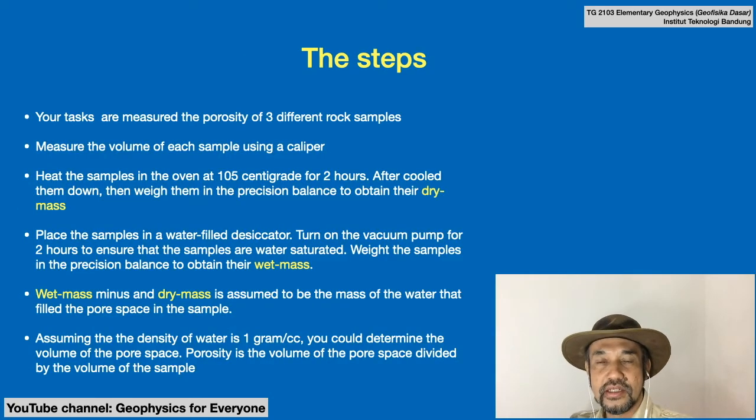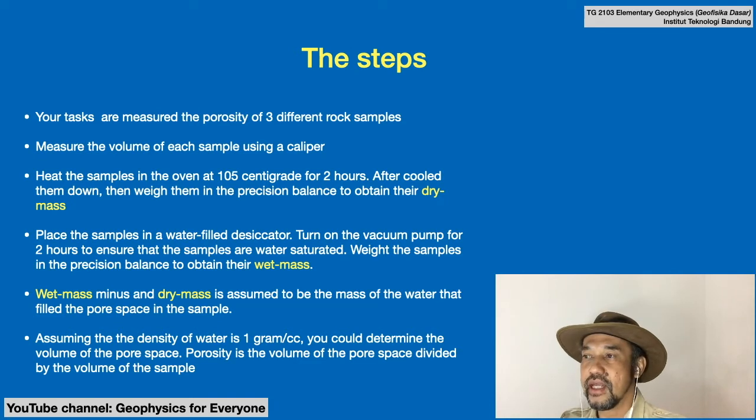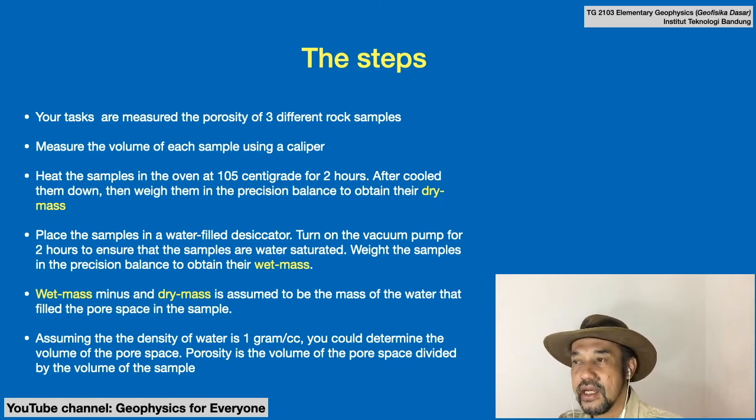So how to measure the porosity of rocks? In these lab sessions, the students are required to measure the porosity of 3 different rock samples. To do that, first of all, the students are required to measure the volume of each sample by measuring the height as well as the diameter of these samples. The students are then required to bring the samples to the oven and heat the samples for about 2 hours at a temperature of about 105 degrees Celsius.